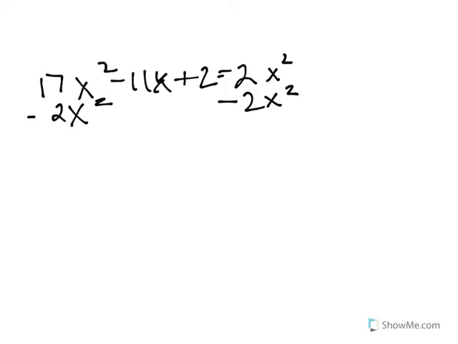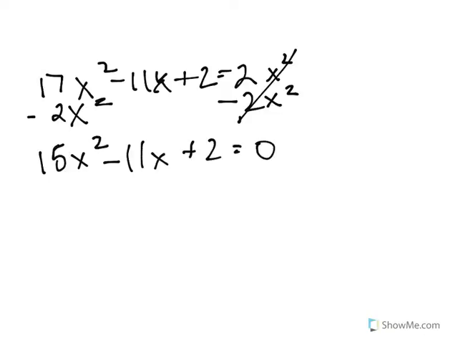So we're going to subtract 2x squared from both sides. These cancel out. We have 15x squared minus 11x plus 2 equals 0. Okay, we're in standard form. Perfect. Now we can solve this. All right. So let's just assign values to the coefficients. So A is 15, B is negative 11, C is positive 2.